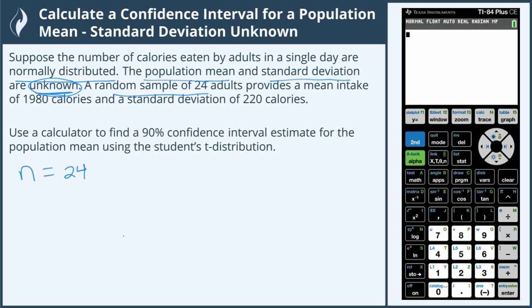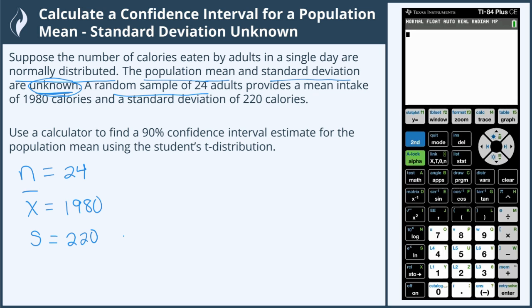So you see how this sample of 24 adults is giving us this mean? That's a sample mean. That's X bar. And the mean of that sample is 1,980 calories. And a standard deviation of 220 calories. So if you notice that this standard deviation that they're talking about comes from this sample of 24 adults, that is a sample standard deviation S.